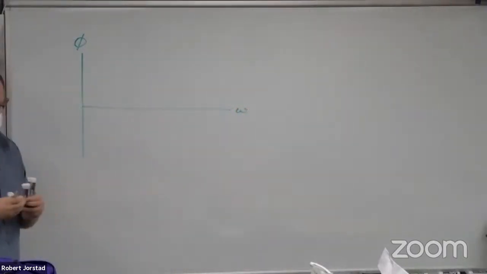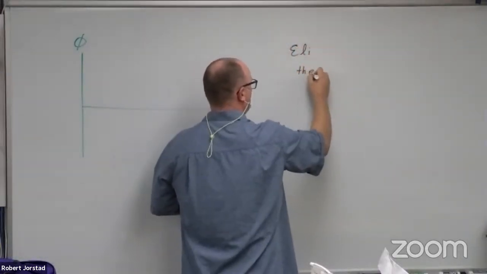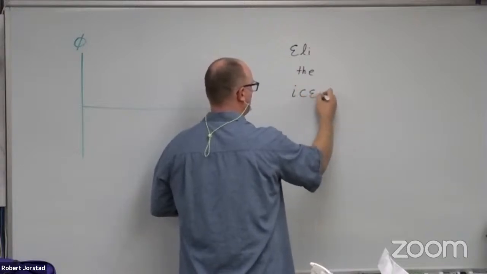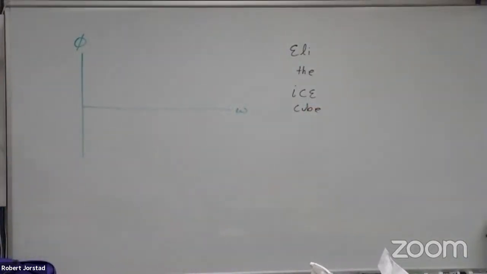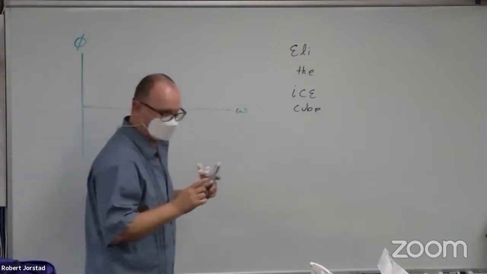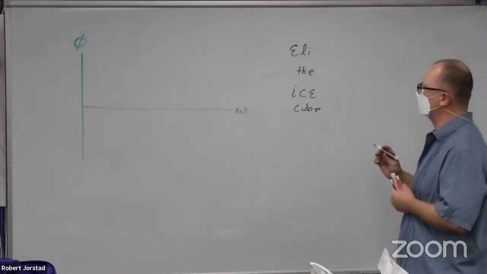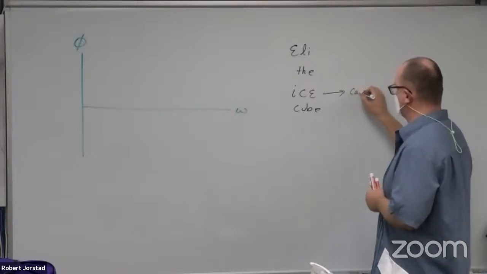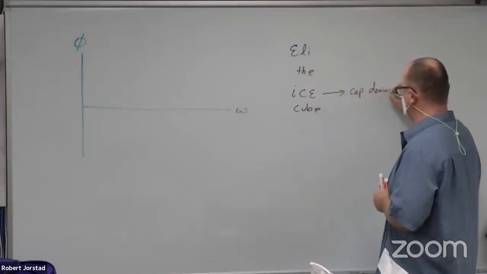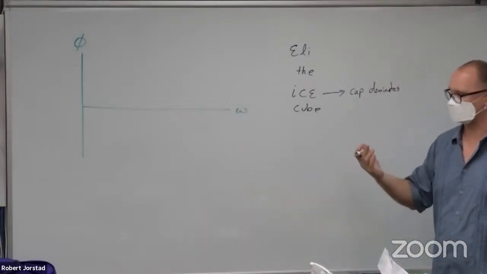If I was going to plot phi versus omega, I want you to remember ELI the ICE man, the ice cube, I think is what we used in this class. When I write this down, this is supposed to help you think about phase angles, but maybe you don't remember. Okay, ICE. That means the capacitor dominates. You remember that? Does the capacitor dominate at high or low frequencies?